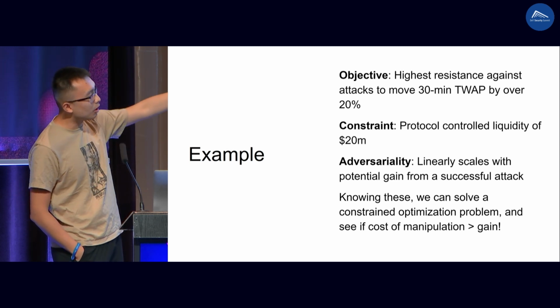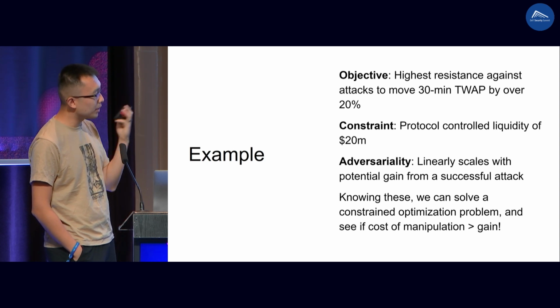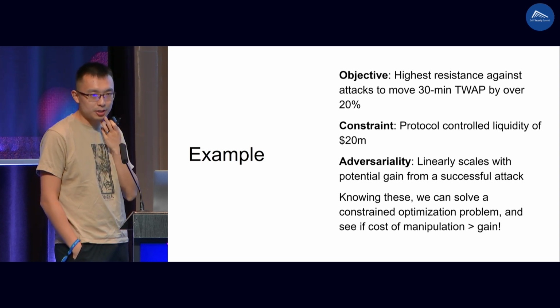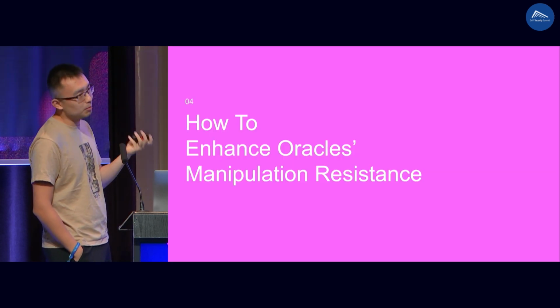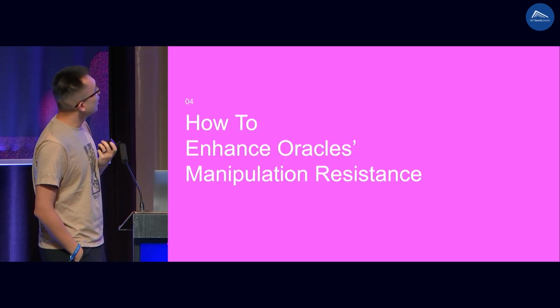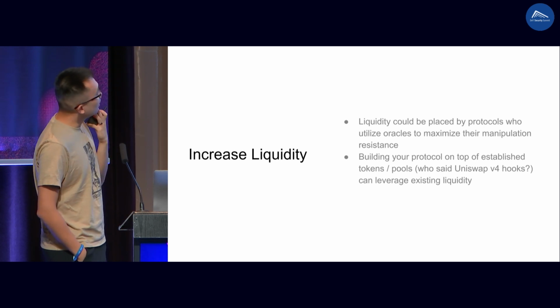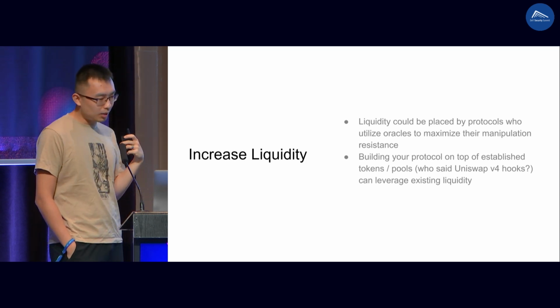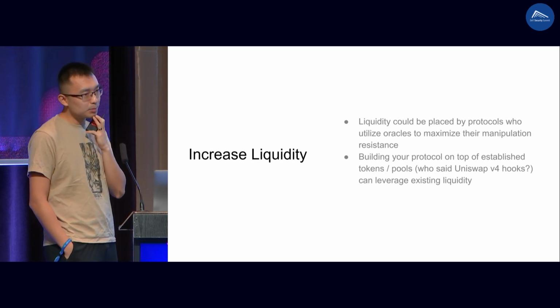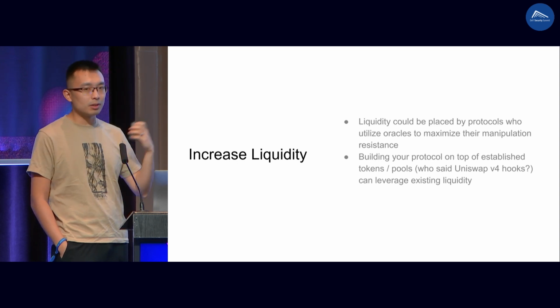And it's basically just solving a constraint optimization problem and checking if the cost of manipulation is greater than the gain by some margin. And the last thing I want to talk about is, I guess I'm just reiterating some of the design space that's maybe new in Uniswap v4.